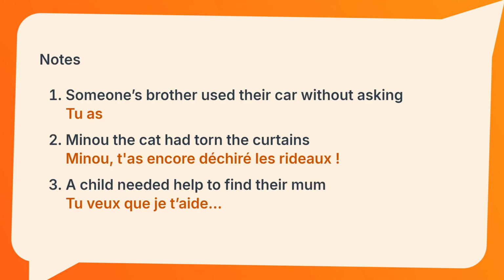The first speaker was talking to his brother, which explains the use of the informal you. In informal French, you might have noticed that tu as becomes t'as. This is a common contraction when we speak fast in French. The second person was talking to their cat. She said, Minou, t'as encore déchiré les rideaux. And lastly, we heard someone talk to a child, which is another reason to use tu.